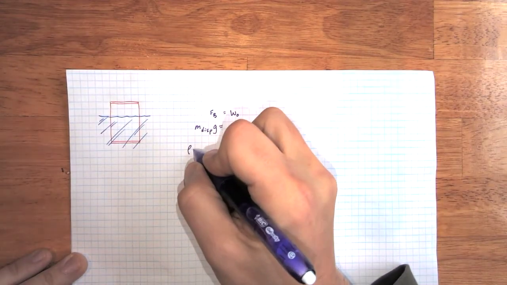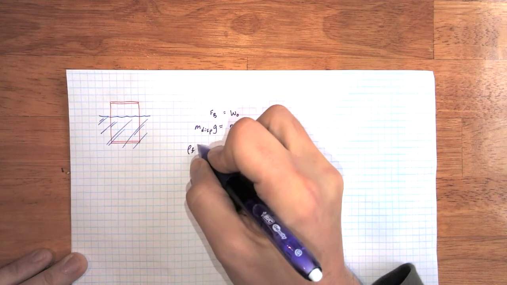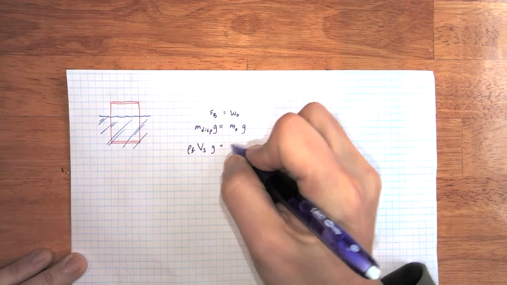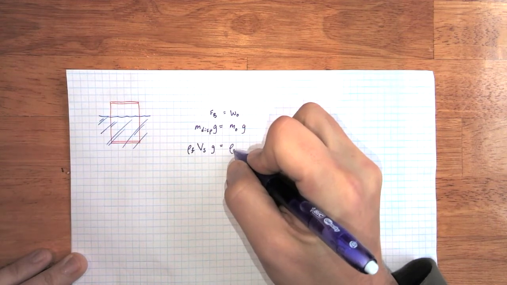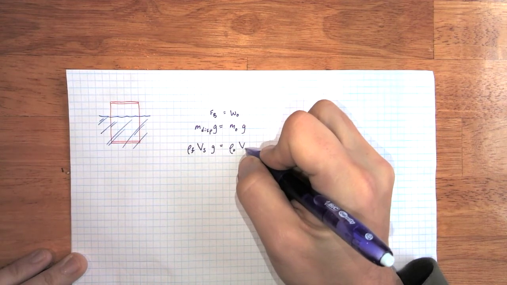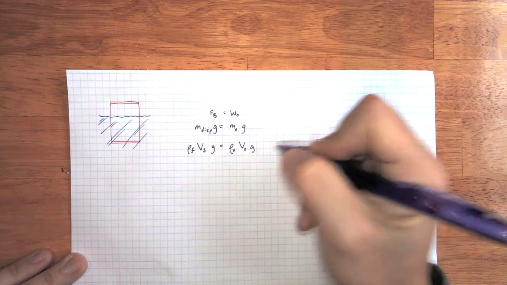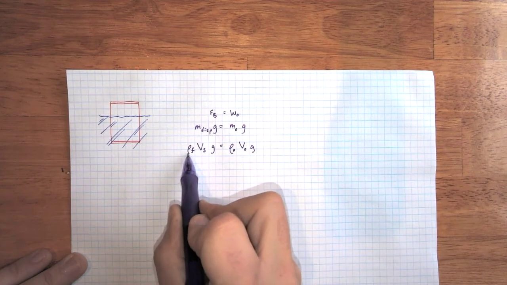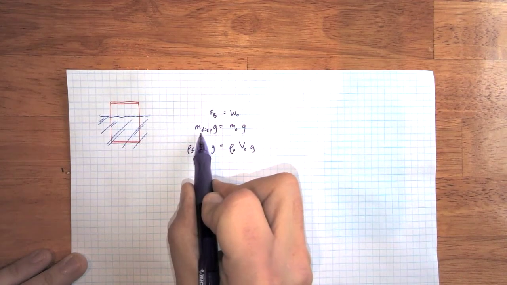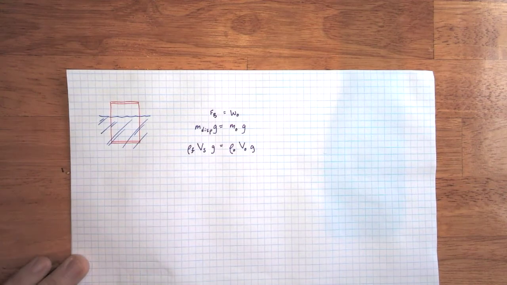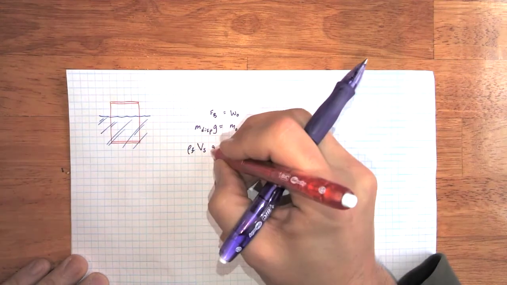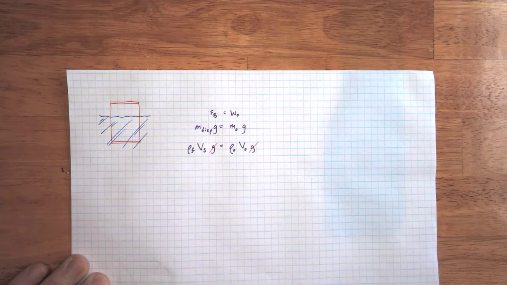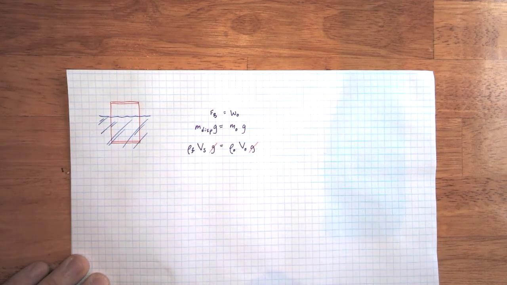So the density of the fluid times the volume of the object that's submerged times g equals the density of the object times the full volume of the object times g, because density times volume is mass. Algebraically, g cancels out on both sides, so we're left with this ratio.